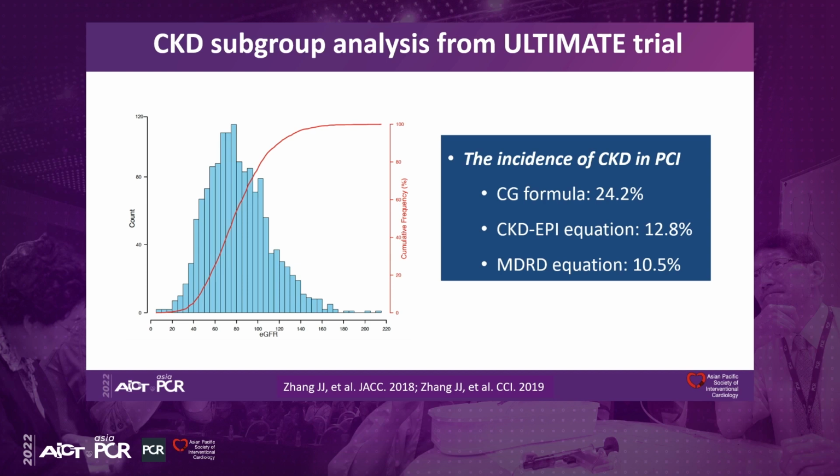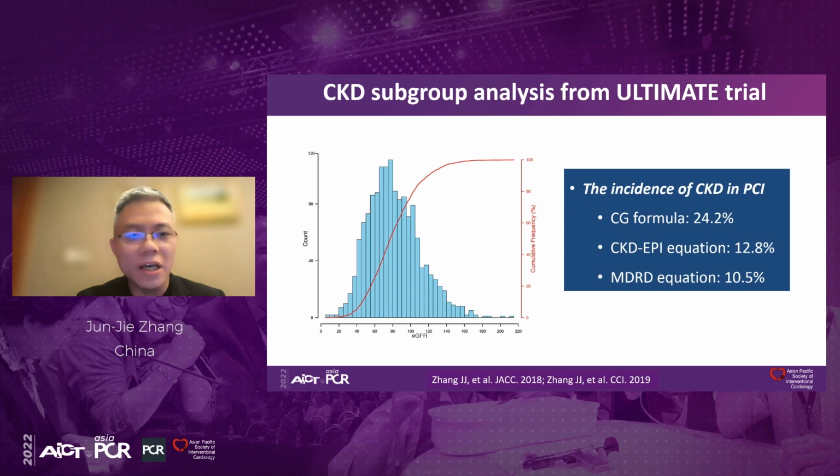And the incidence of CKD in PCI, this is data from our ULTIMATE trial, from the CKD subgroup analysis. We can see the CKD incidence is about 10 to 24%, depending on the different formula used. If we use the MDRD equation, there will be 10%. If we use the CKD-EPI equation, there will be 12%. If we use the CG formula, there will be up to 24% of CKD in the ULTIMATE trial.